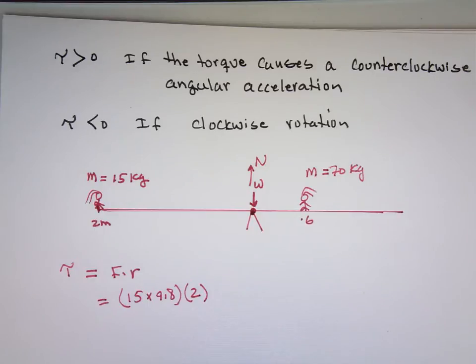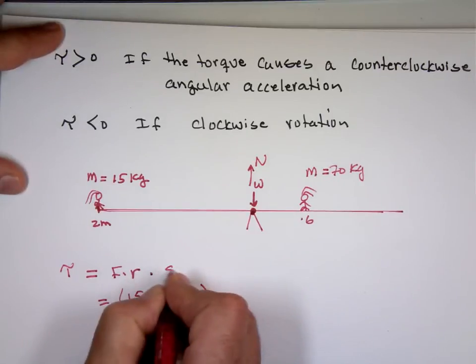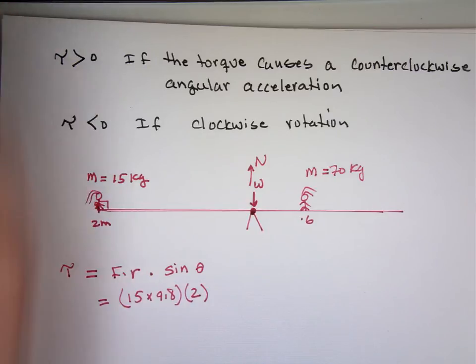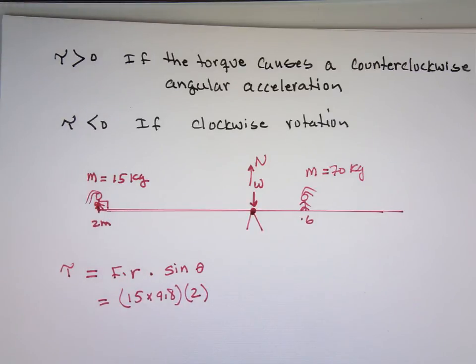You say, what happened to sine theta? Well, theta here is what? 90 degrees. The weight of your nephew and the beam make 90 degrees. Your weight is straight down, the beam is horizontal. Sine of 90 is 1.